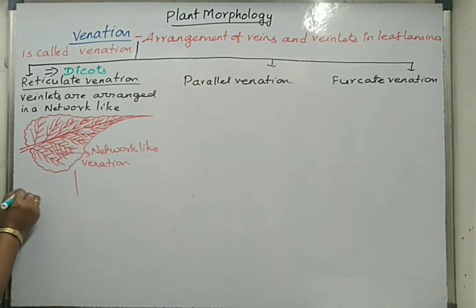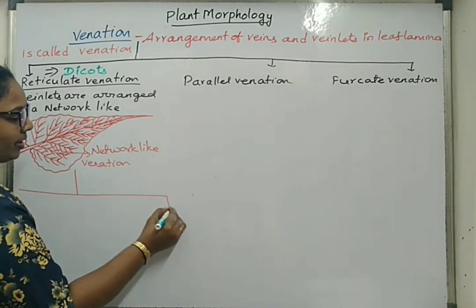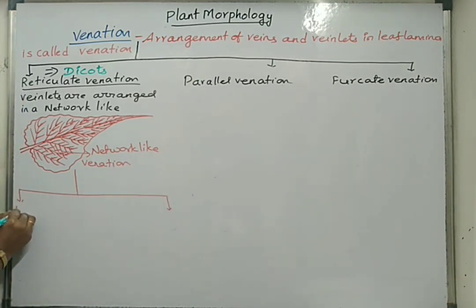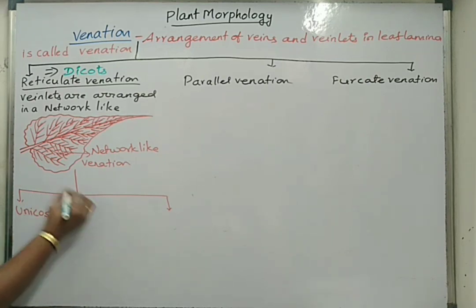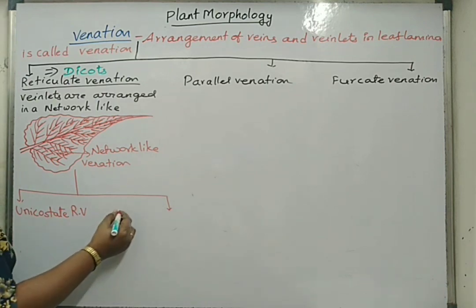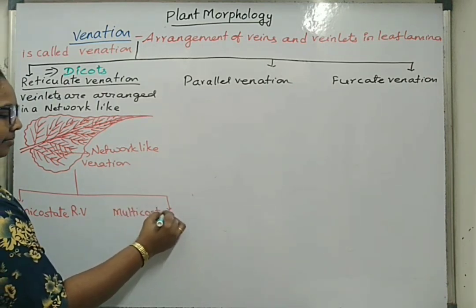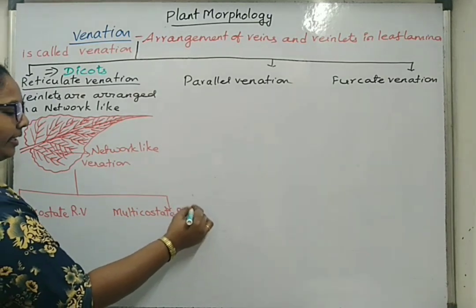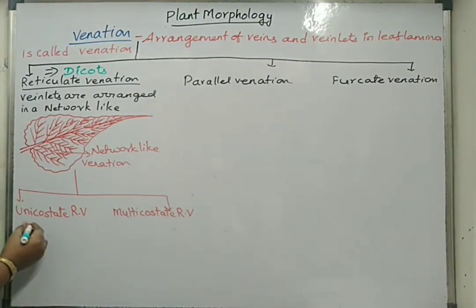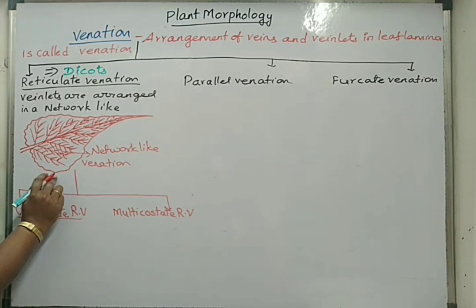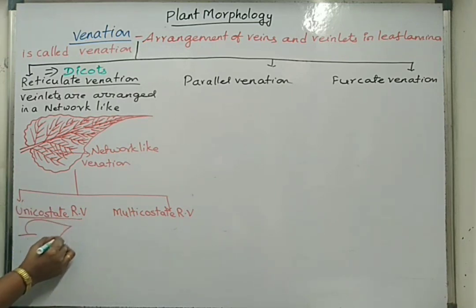And this reticulate venation, it is again of two different types. One is unicostate reticulate venation. Next, multicostate reticulate venation. Under unicostate, we can take the same example like one leaf.